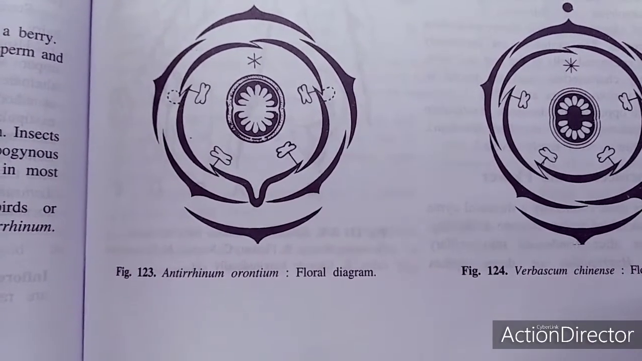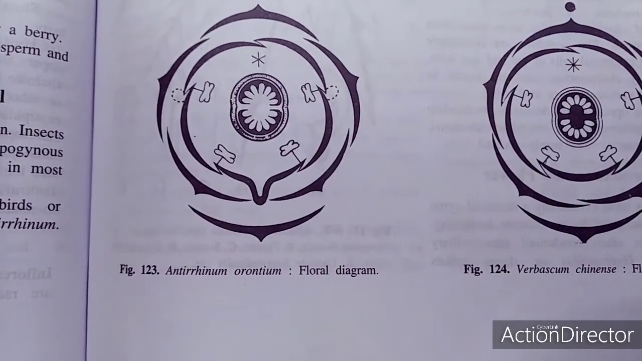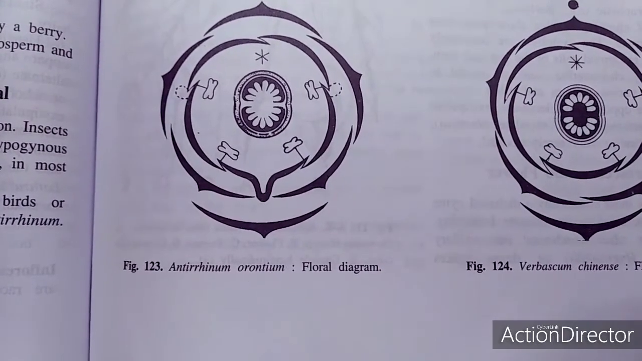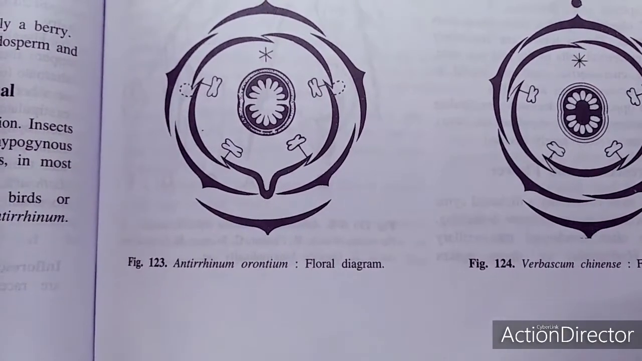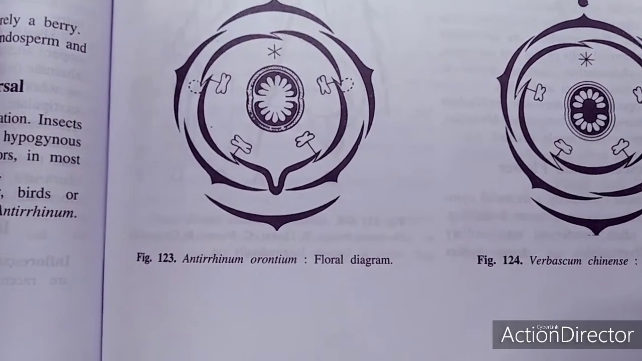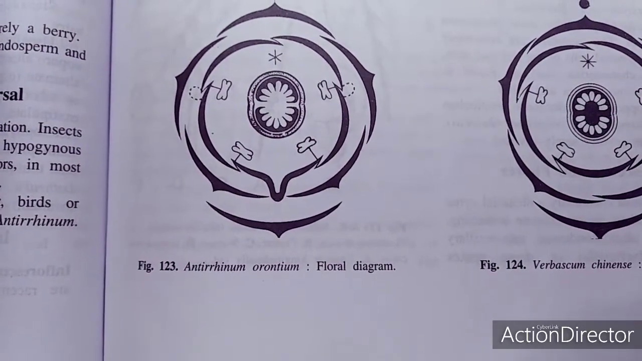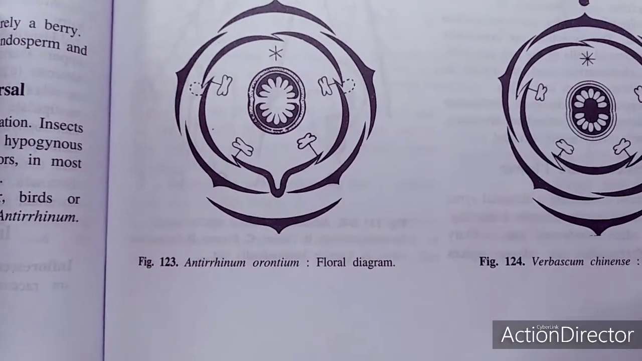In Vernonia, only 2 fertile stamens are there. These stamens are epipetalous, arising right from the base of the corolla tube. The anthers are dithecous, basifixed, introrse, and opening is lengthwise.